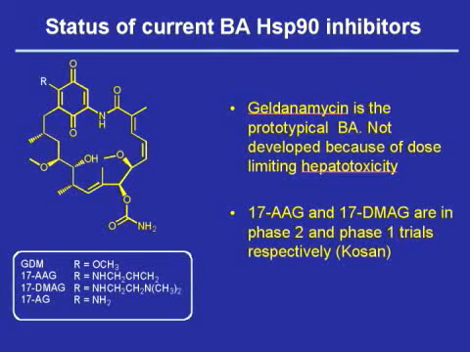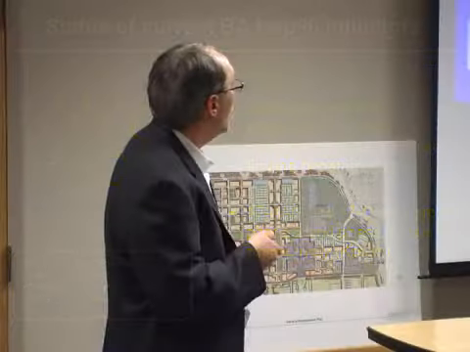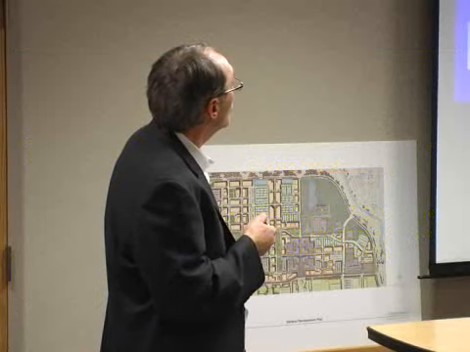So the current benzoquinone ansamycin HSP90 inhibitors, there's the quinone again. Geldanamycin was the prototypical benzoquinone ansamycin. They all differ here at this R group. It's basically the only difference. So geldanamycin was a methoxy. There are other derivatives, 17-AAG and 17-DMAG, which are in clinical trials right now. And these have different substitutions simply at the 17 position. Okay?